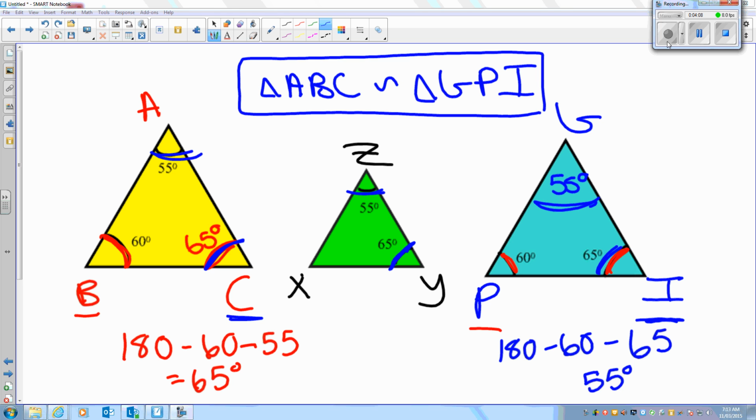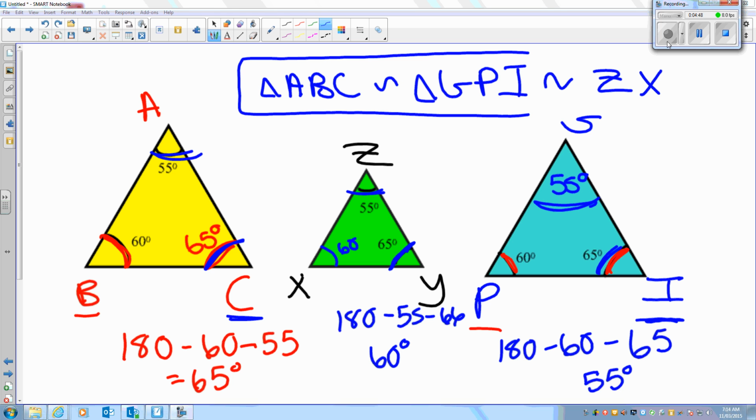So we now can add to my statement up top here that not only is triangle ABC similar to triangle GPI, it is also similar to that middle third triangle, and we have to start with the angle that's 55 degrees, which is Z, and then move on to the angle that's 60 degrees. That one is X here. We can do the quick 180 minus 55 minus 65 to get a total of 60 degrees. Okay. So angle X matches with P and B, and angle Y matches with C and I because they're all 65 degrees.